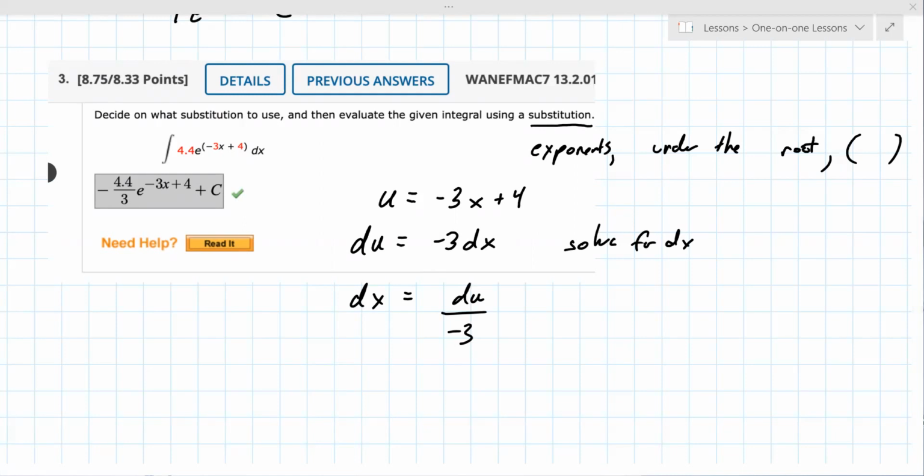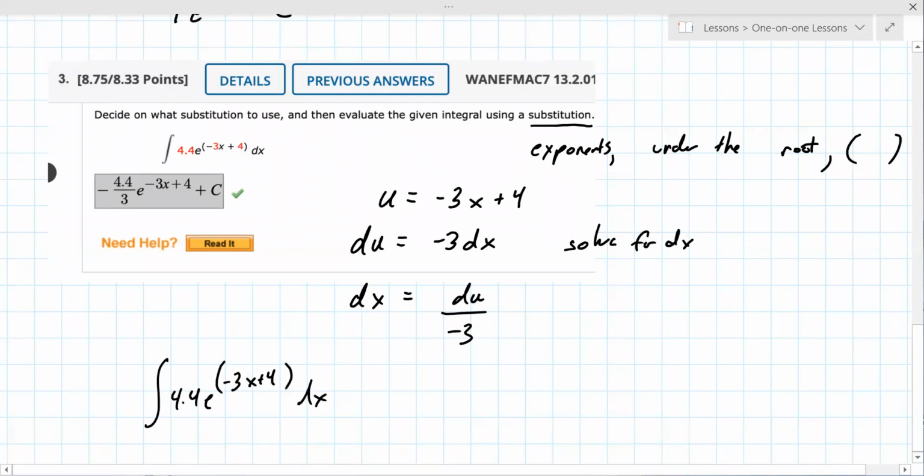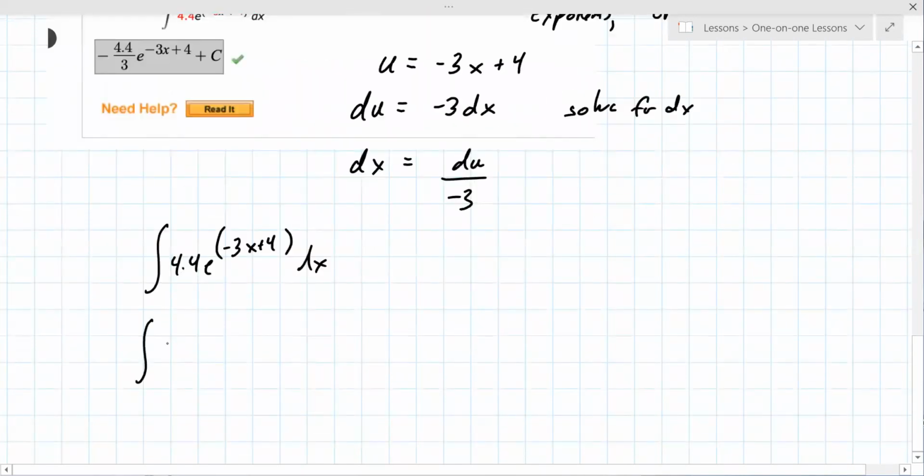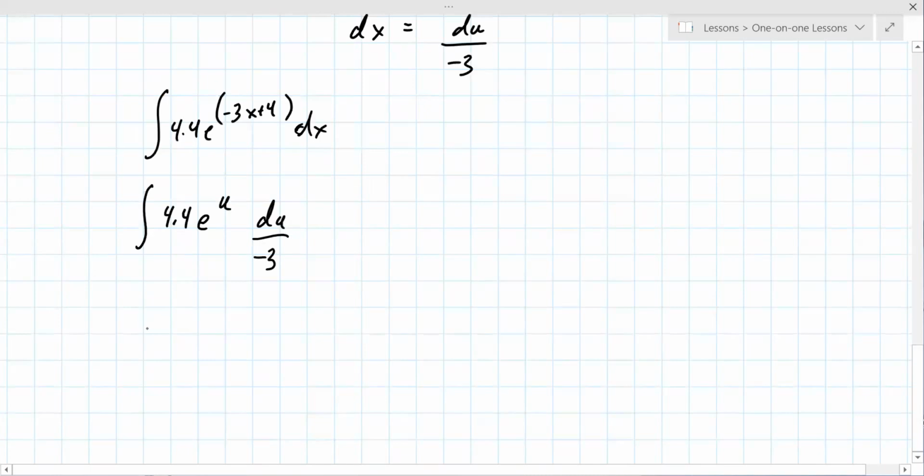Now you go back to the original, and when I say original, I mean this integral 4.4 e to the minus 3x plus 4 dx, and you substitute in for what you know. So you don't know anything for 4.4, so you leave that. E, you don't know anything for that, but this exponent here, that's your u, and you always solve for this dx, so it's du over -3, like that. So that's just a substitution step for what we found. So you can reorganize this a little bit: it's the integral of 4.4 over -3 e to the u du.